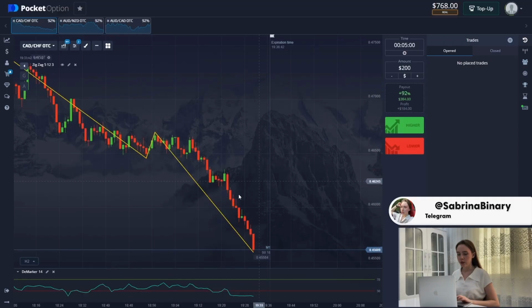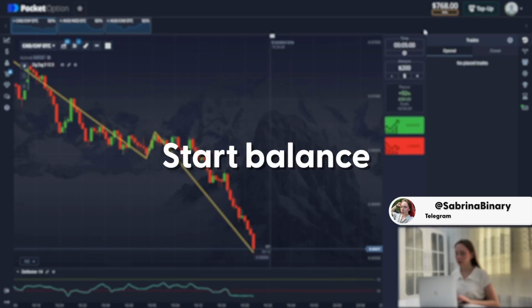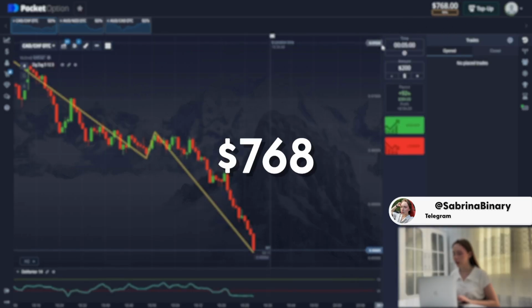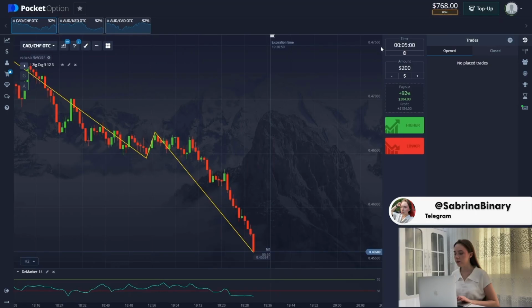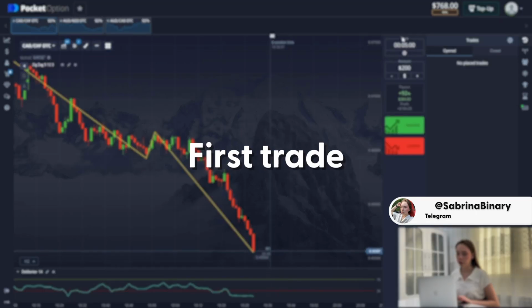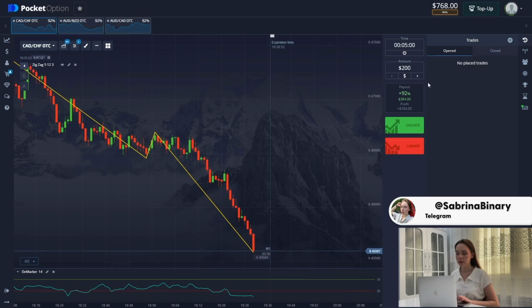And here we are already on the broker's website. Above you can see the currency pair that I have chosen in advance. Starting balance for today is $768. Time frame of the first trade will be 5 minutes. And we will open trades for $200. And let's quickly move to the first currency pair.